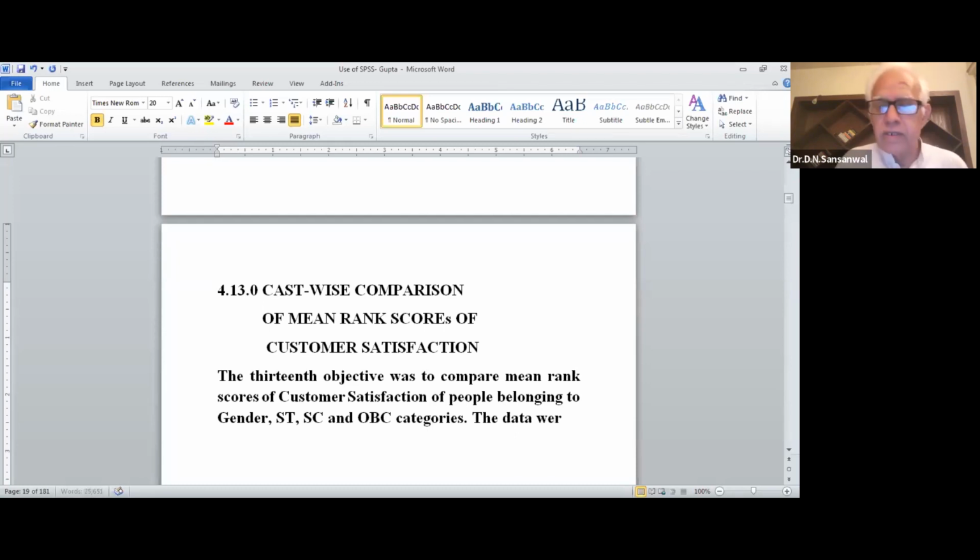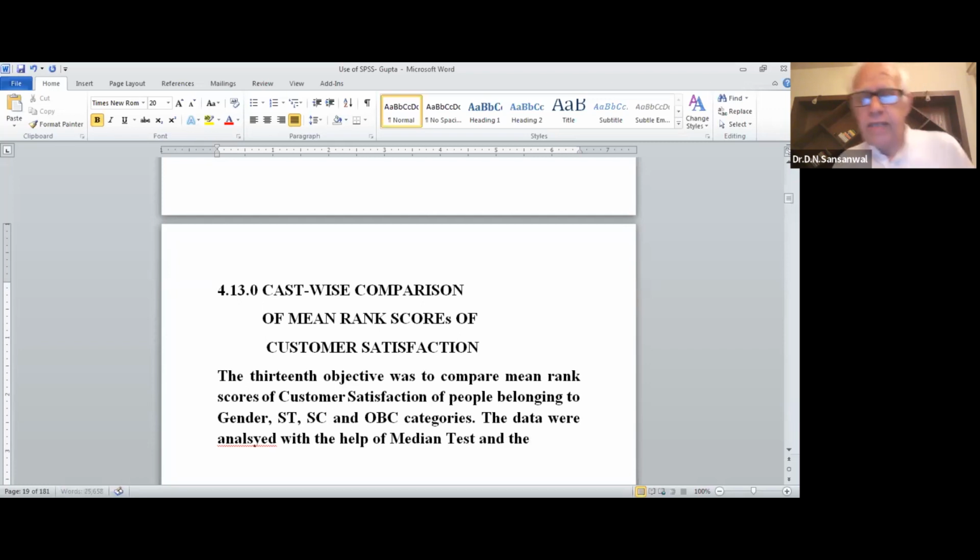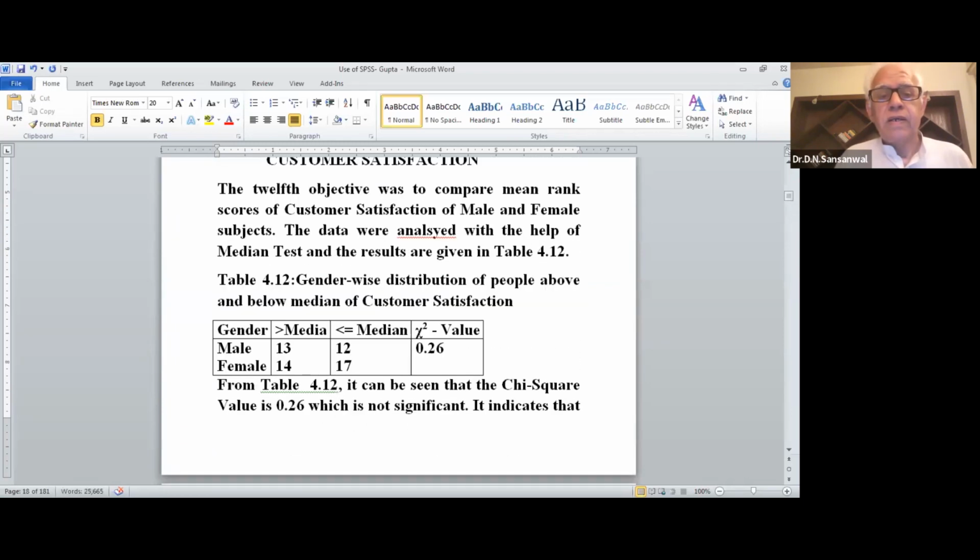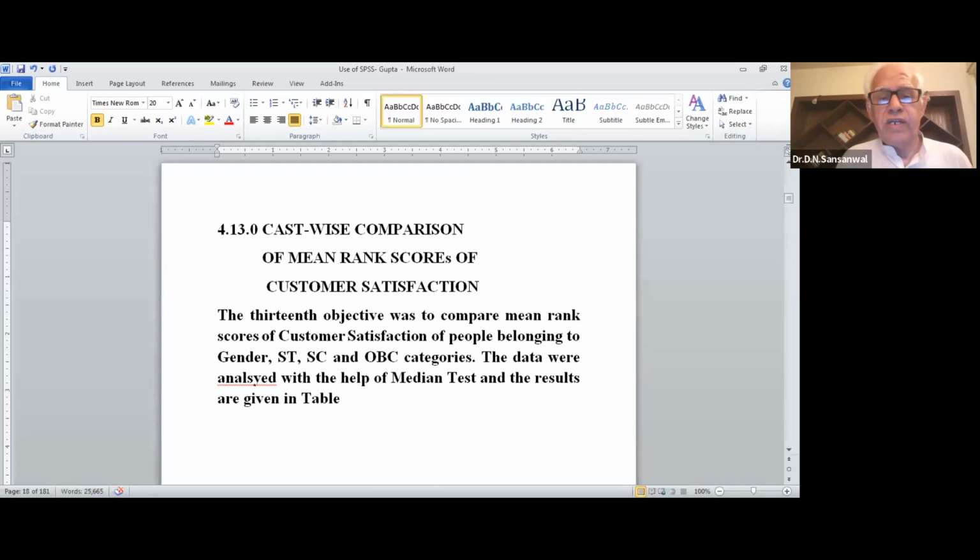The data were analyzed with the help of the median test and the results are given in table 30.